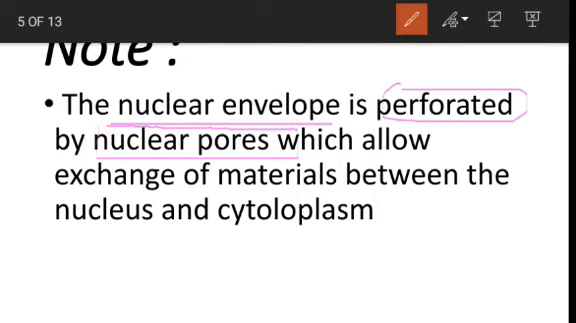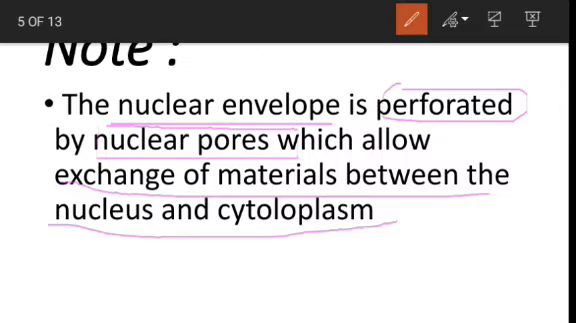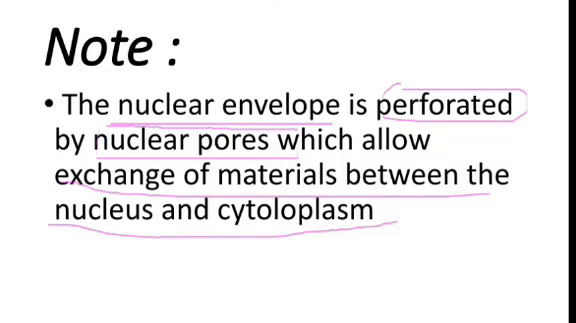And these nuclear pores, their main function is to allow the exchange of materials between the nucleus and the cytoplasm. So it is a means by which substances enter or leave the nucleus through the nuclear pores. So it is perforated. It has holes within it. So now, what are some of the materials that pass out of the nucleus? Because when they are passing out, they have to pass through the nuclear pore. What are some of them?